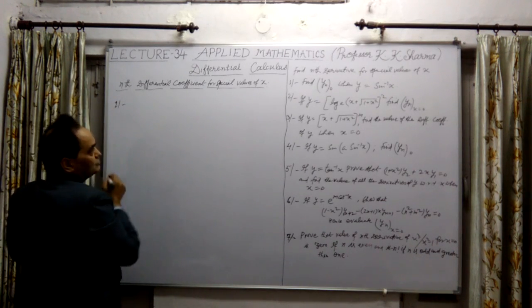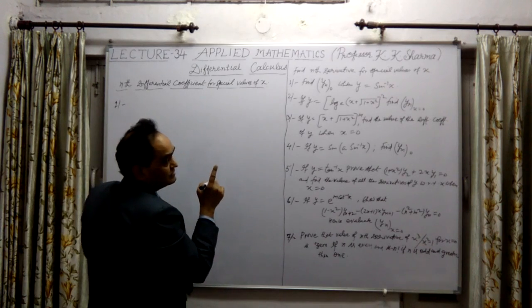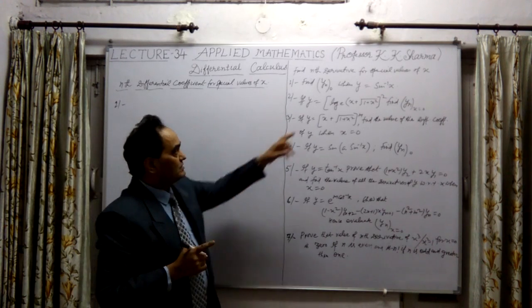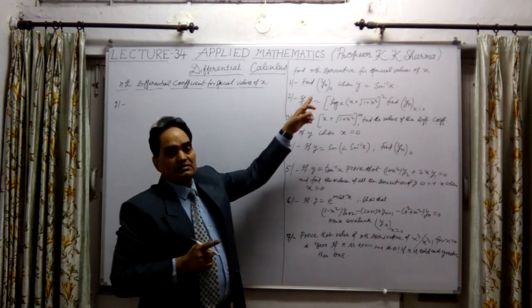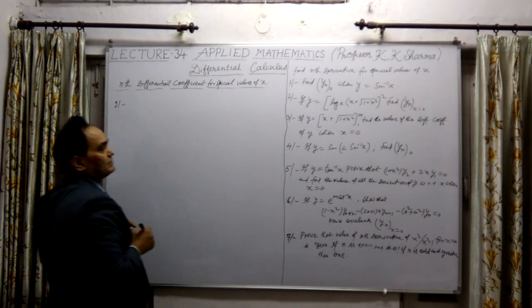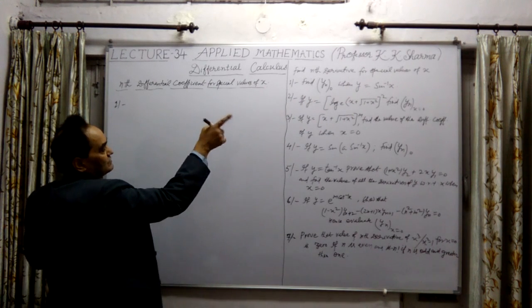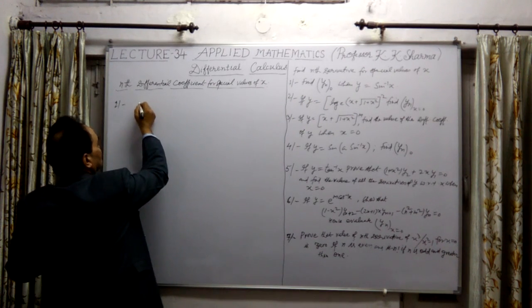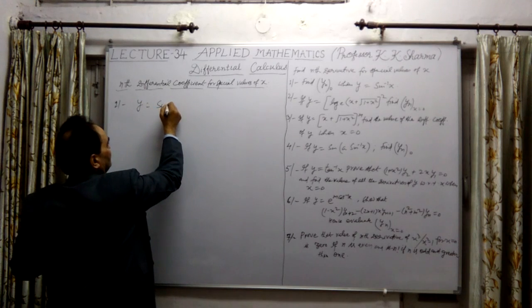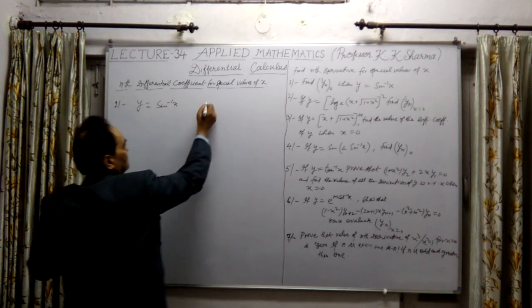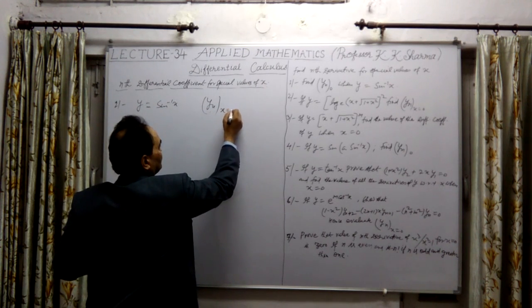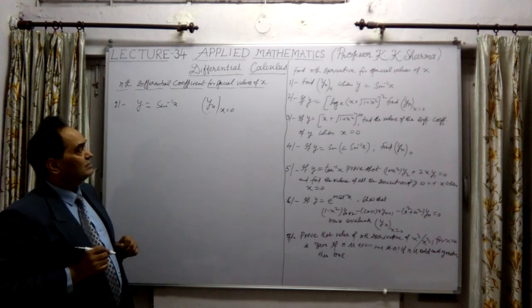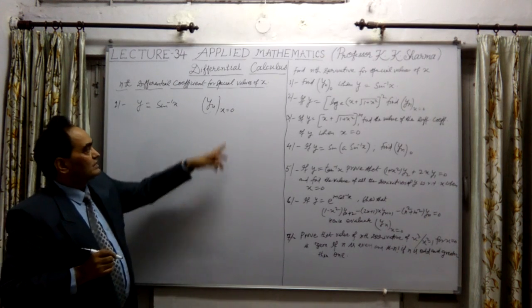For some specific values, it says find yn(0), that means the nth derivative of this function y equal to sine inverse x at x equal to 0. What is the yn value, or the nth derivative of this function when x equal to 0? So here we are given that y equal to sine inverse x. Then we have to find the nth derivative of this function at x equal to 0, that is yn(0).